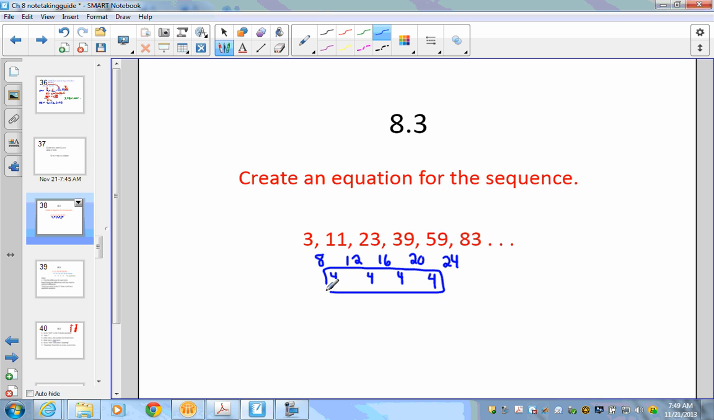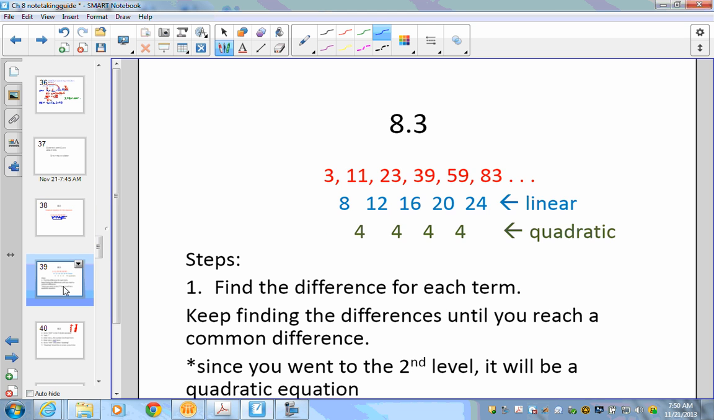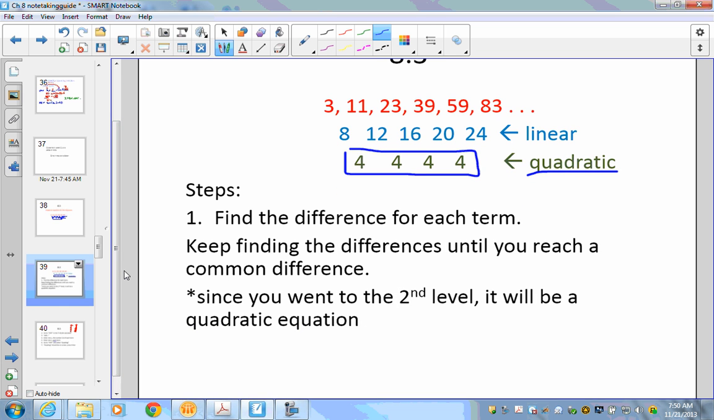Okay. Now the next thing we need to observe is how many times we had to find the difference. The answer was 2, because the first level of differences didn't give us the common difference, yet this second one did. And so this moves us into our next slide, which is that this is going to be a quadratic equation. Okay? Now, the steps of a quadratic equation are as follows.